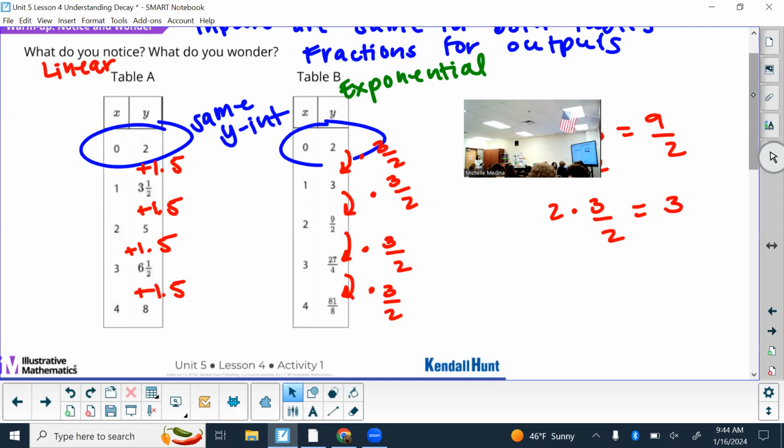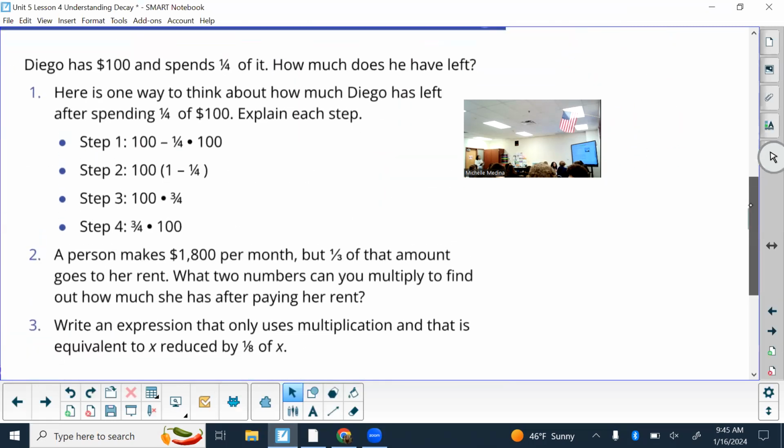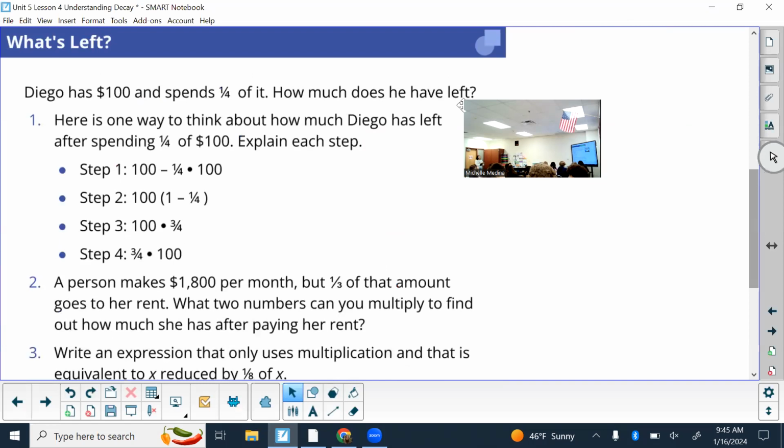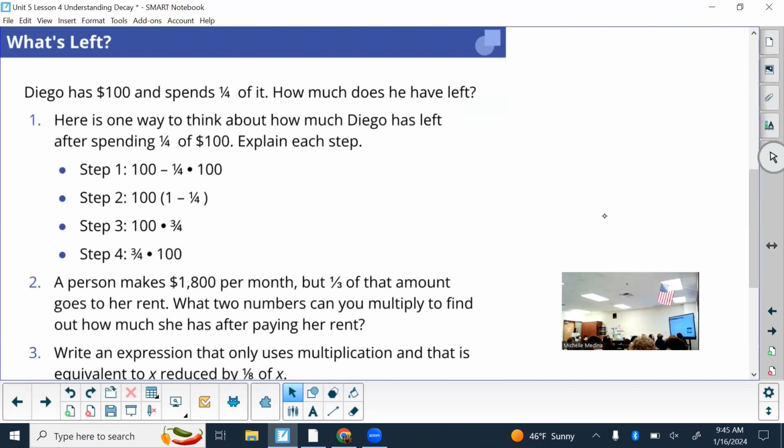Okay. So follow along. The first one's just an example. Diego has $100 and spends 1/4 of it. How much does he have left? So think about that mentally. Don't say it out loud. Think about it. $100, spends 1/4 of it. How much does he have left? Now we can say it. $75.